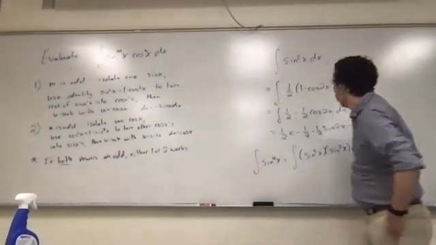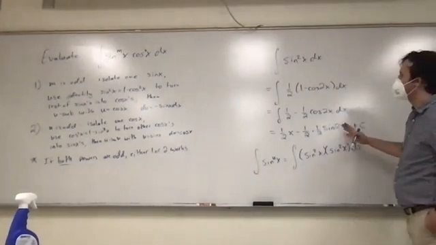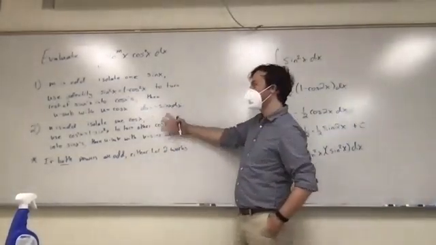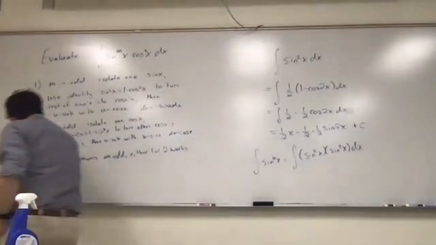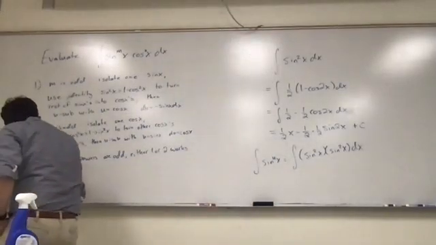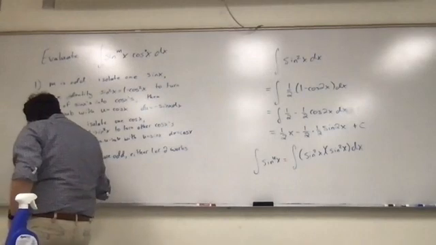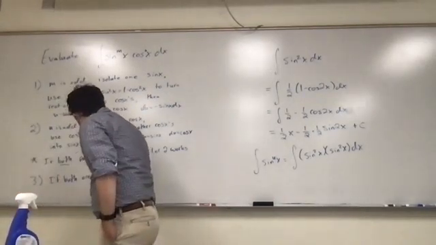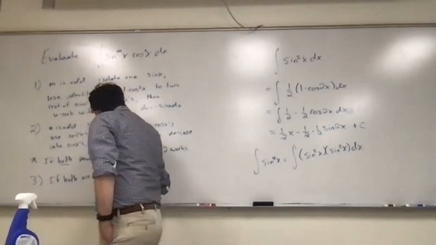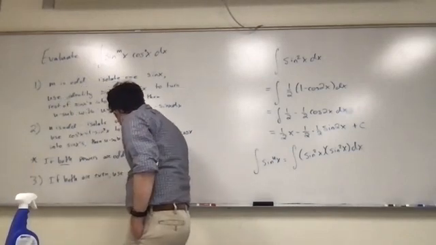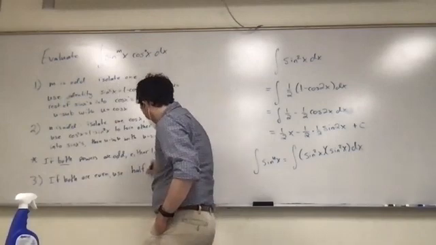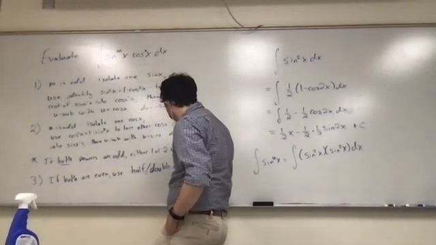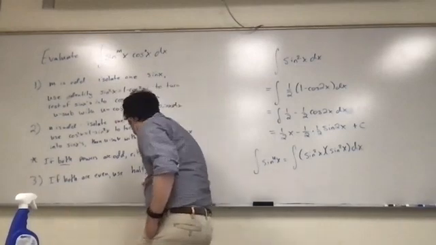And then 3 is the remaining case, which isn't covered here: if both powers are even, use the half-angle or double-angle identities. I don't know which one it is, they're either the half or double angle identities.